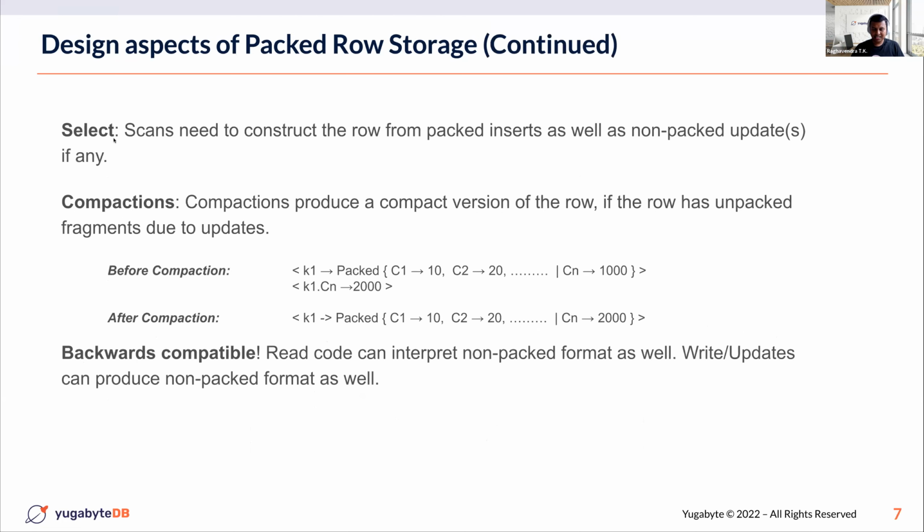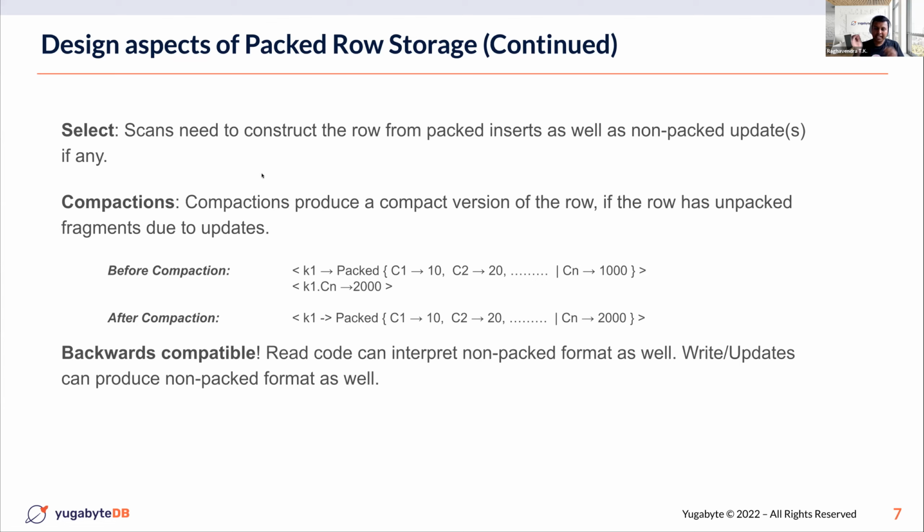And in terms of the selects, as you can see, if a row has updates, then the selects actually need to scan through all the versions of that particular row and construct the new version of the row that is visible to that particular scan. So the scan prior to packed columns had to go over n number of key value pairs. Now it only needs to go over as many versions of the non-packed key value pairs corresponding to that particular key, as well as the original packed row, right?